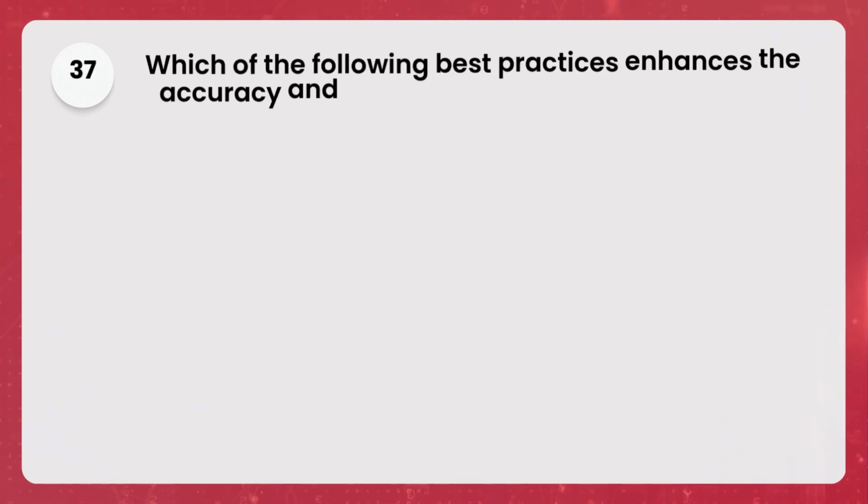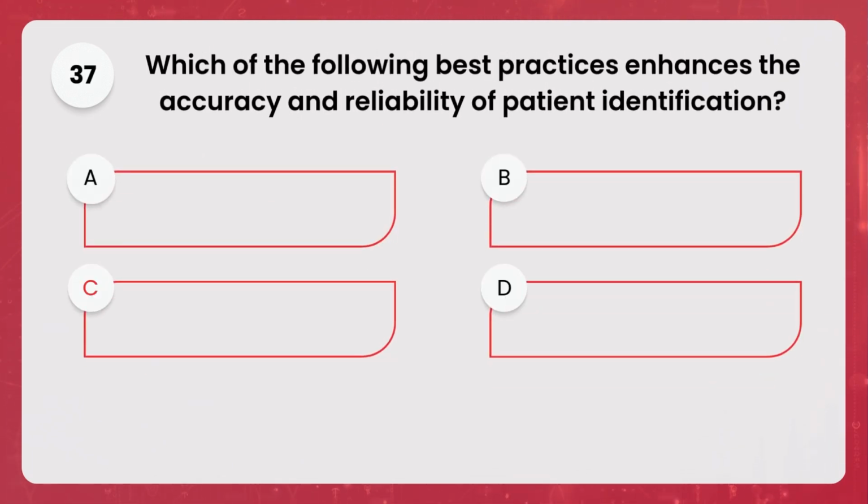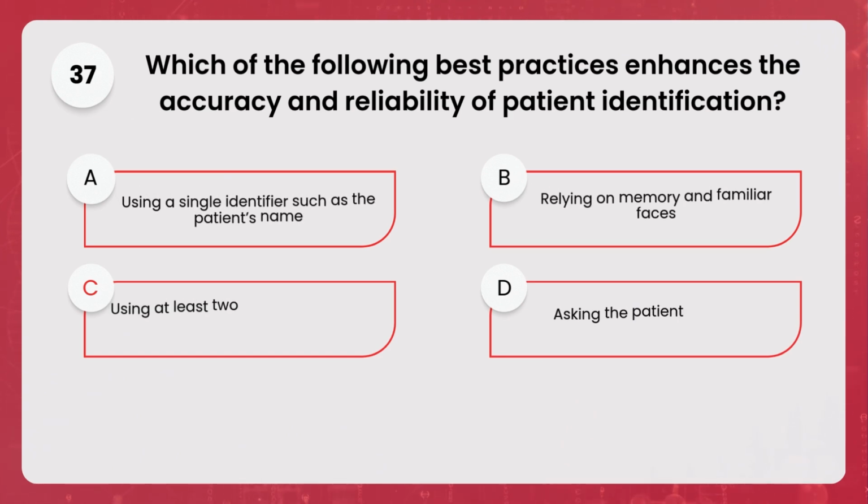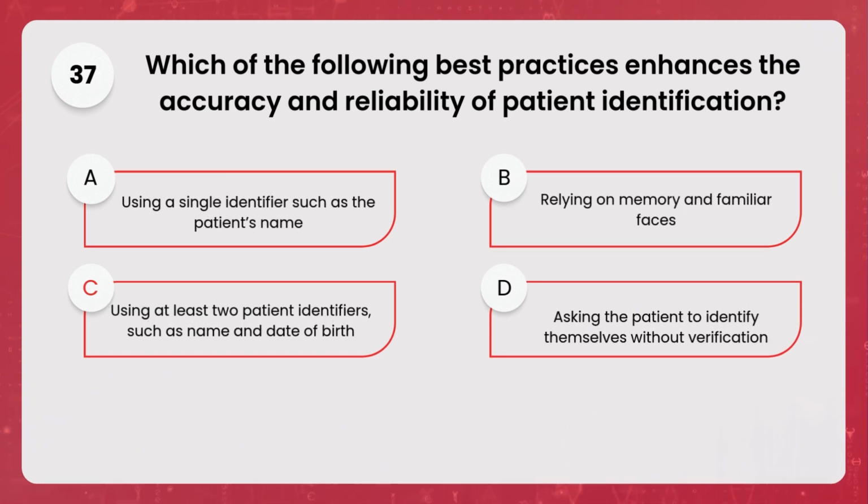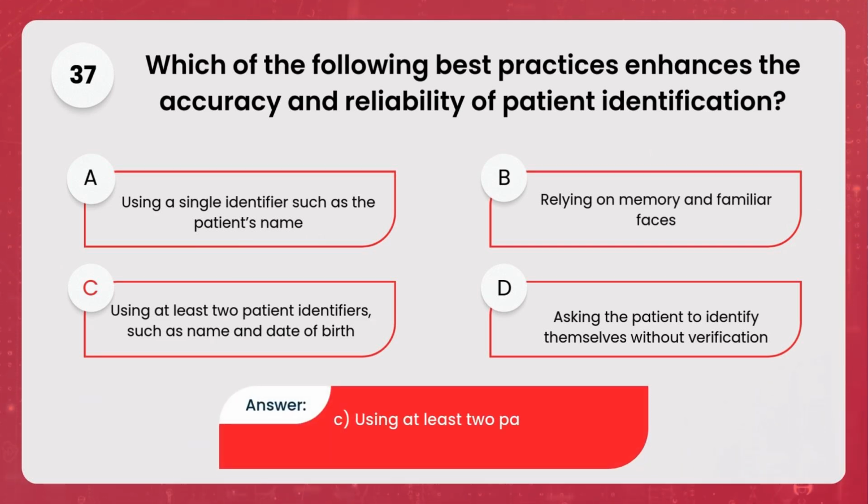Number 37. Which of the following best practices enhances the accuracy and reliability of patient identification? A. Using a single identifier, such as the patient's name. B. Relying on memory and familiar faces. C. Using at least 2 patient identifiers, such as name and date of birth. Or D. Asking the patient to identify themselves without verification. The answer is C. Using at least 2 patient identifiers, such as name and date of birth.